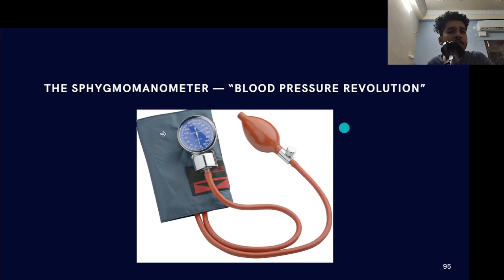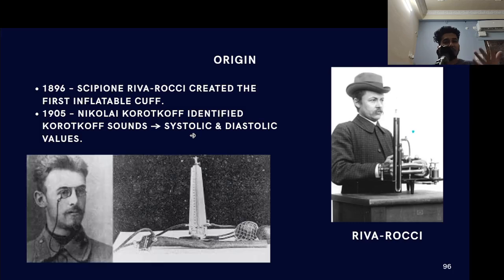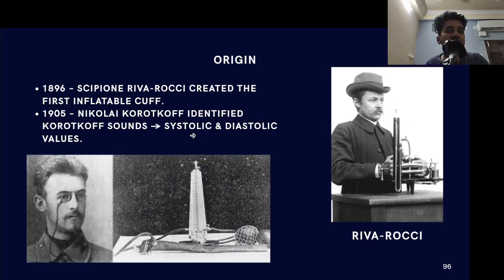sphygmomanometer, which revolutionized how we measure blood pressure. It was the first tool that we used to measure blood pressure. The story is quite interesting. In 1896, Mr. Riva-Rocci created the first inflatable cuff, and in 1905 Korotkov identified the Korotkov sounds, which are the systolic and diastolic values heard while measuring the blood pressure.